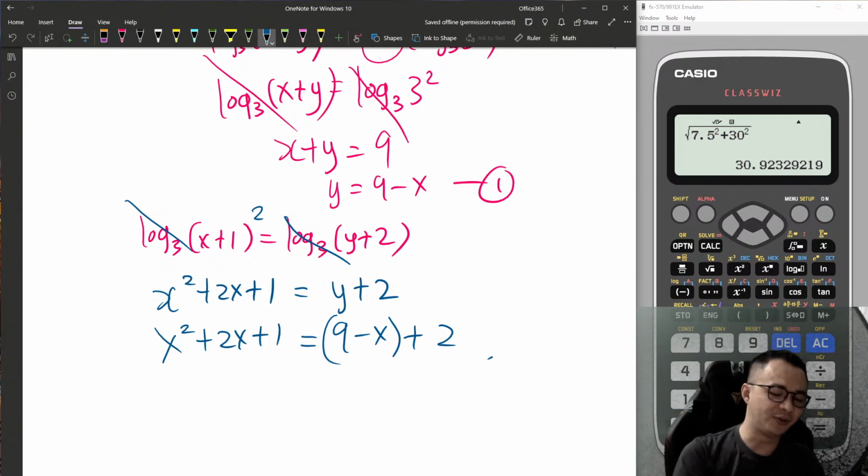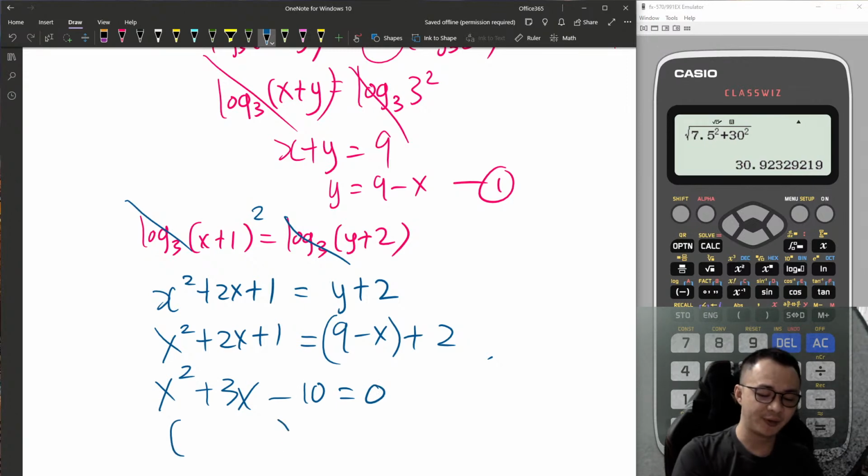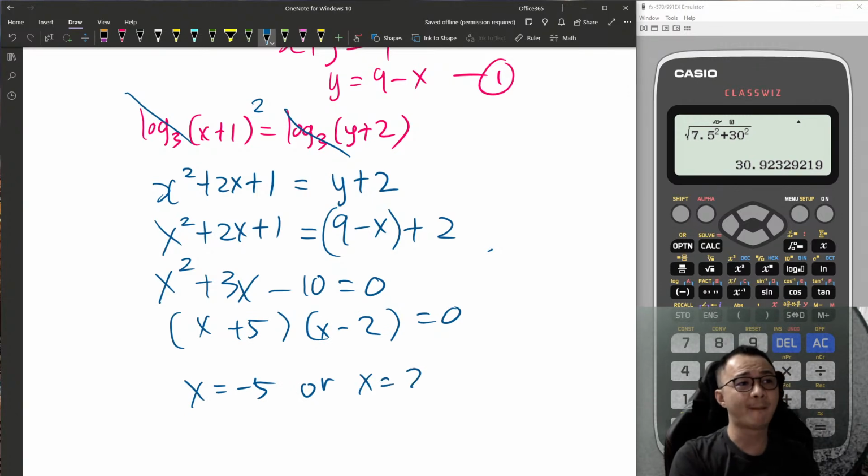Alright, then I'm going to solve this equation. x squared plus 3x, 9 plus 1 minus 11 become minus 10, equals to 0. So I will factorize as usual. This is (x plus 5)(x minus 2). x equals to negative 5 or x equals to 2.